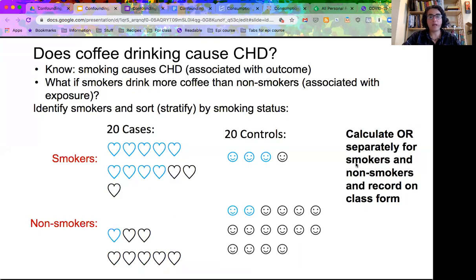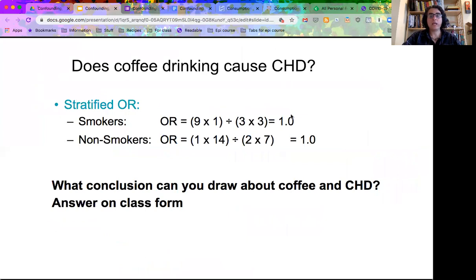Okay, welcome back. When I did this, I got an odds ratio for the smokers of 1 and an odds ratio for the non-smokers also of 1. So with that calculation, what can you conclude about the association between coffee drinking and coronary heart disease? Remembering that coffee drinking was our basic exposure here. Again, go back to the class form and answer.